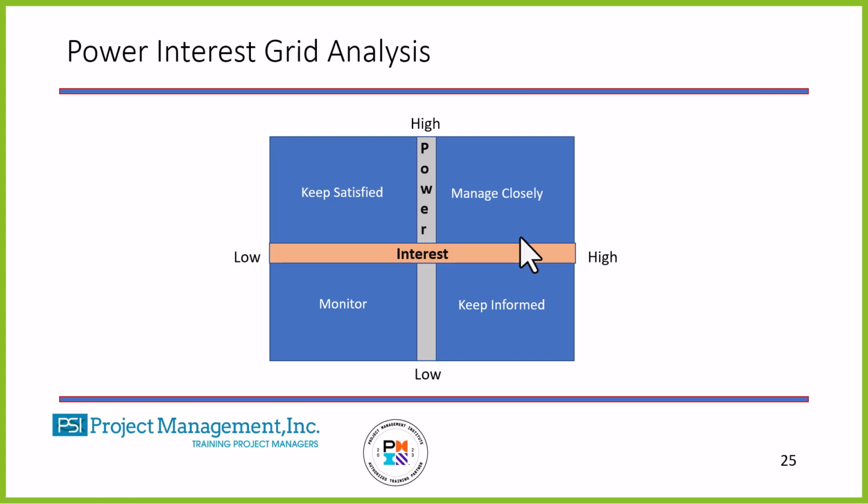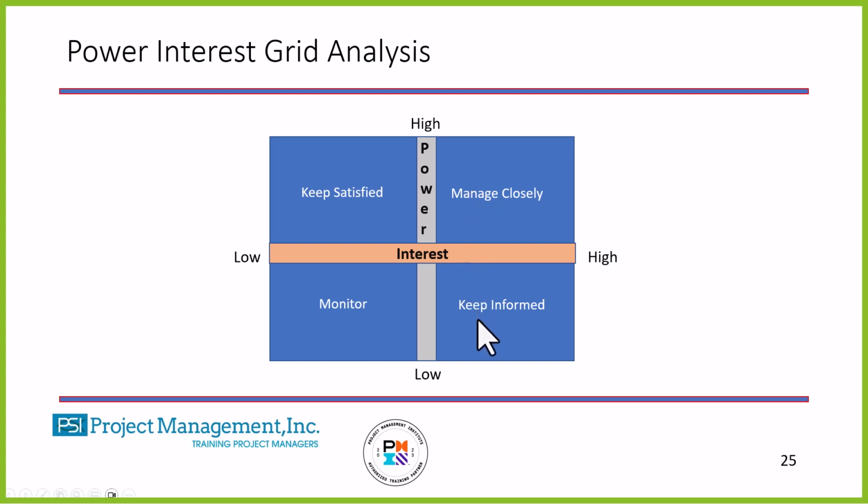We have what's called a power interest grid. So high power would be right here, low power here, low interest would be here, high interest would be here. What is each stakeholder? Where do they fit into this grid? The ones that fall into the grid top right, they have high power and they have high interest.